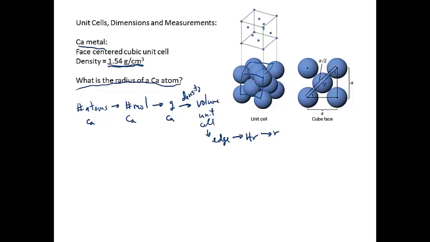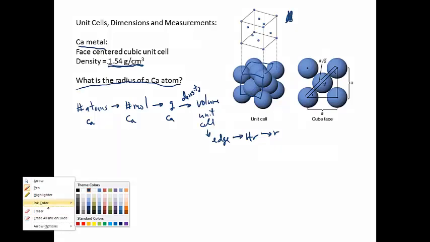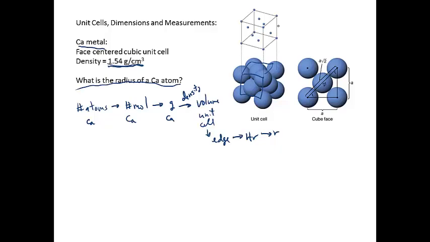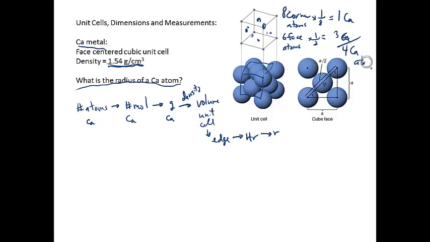In our unit cell, we have 8 atoms on the corners. Those get multiplied by an eighth because each of those corner atoms is only 1/8 inside the unit cell. So that's 1 calcium atom. Then we have 6 atoms on the faces, and each of those is 1/2 inside the unit cell. So that's another 3 calcium atoms. That gives us a total of 4 calcium atoms.